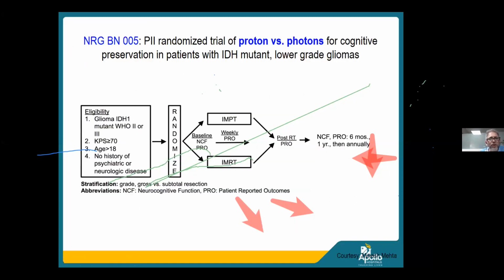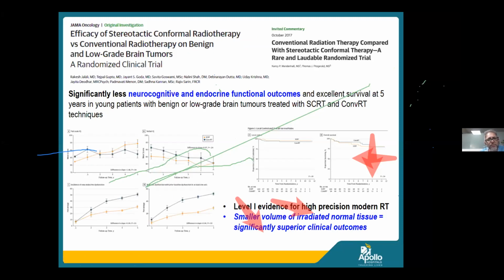Some of you may already be aware of the study that I was fortunate enough to lead in my, again, previous institution, where we managed to generate a level 1 evidence with similar criteria, but we didn't have proton at that time. That was photon, comparing the conventional photon, the conventional ones that we use, with the high-end photon technology of stereotactic conformal radiotherapy. And we chose, again, a clinically relevant endpoint of neurocognition and neuroendocrine function with 5-year survival exceeding 90%. So this has been published.